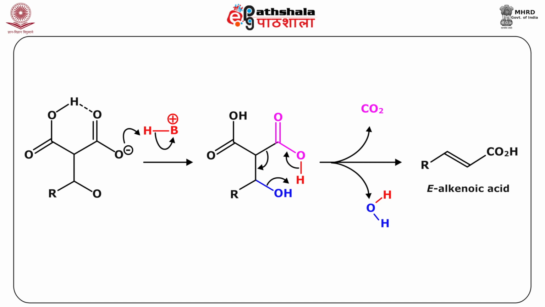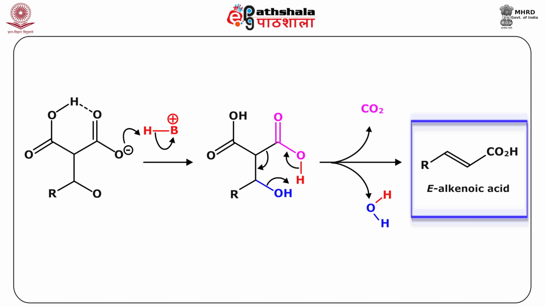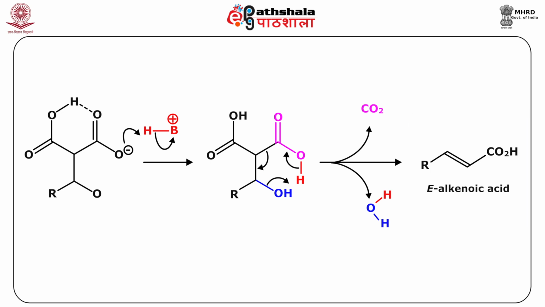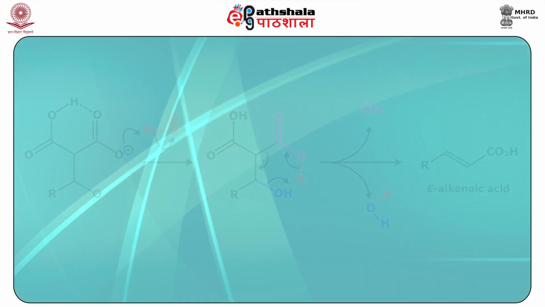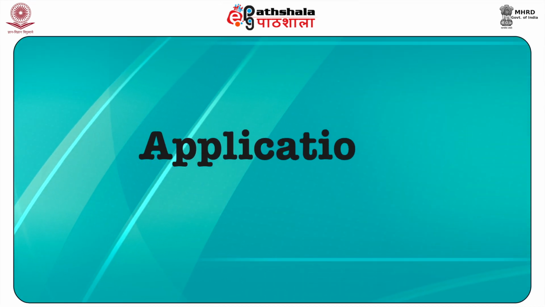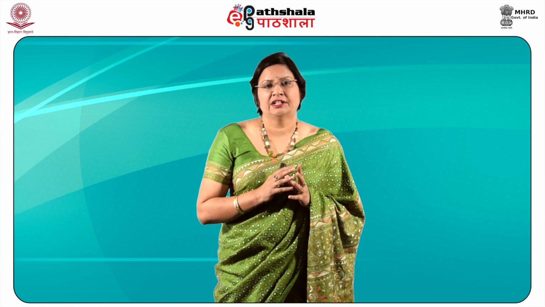But since the product has E or the trans geometry, the transition state involved is the one which has lower energy, leading to the more stable E alkenoic acid as the product. So, we can say that the more stable E isomer is formed. Talking about the applications, Knoevenagel condensation has huge applications, but let us look at one.